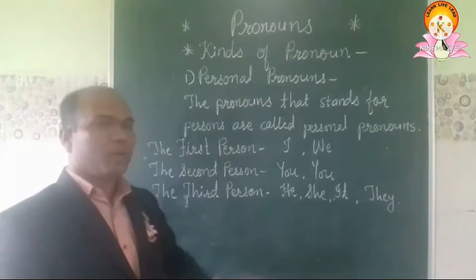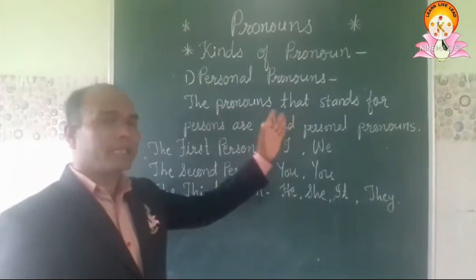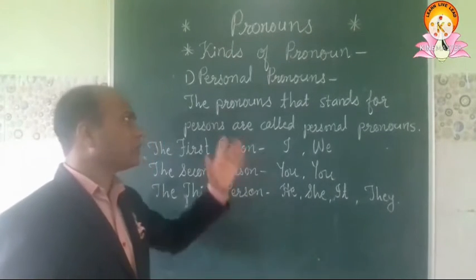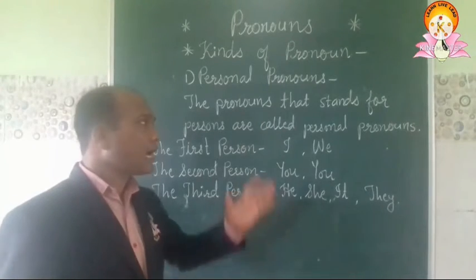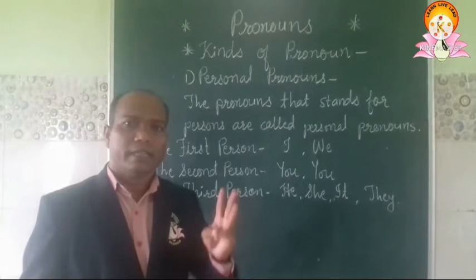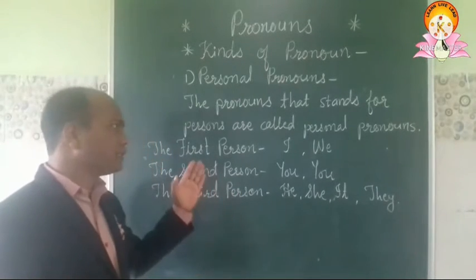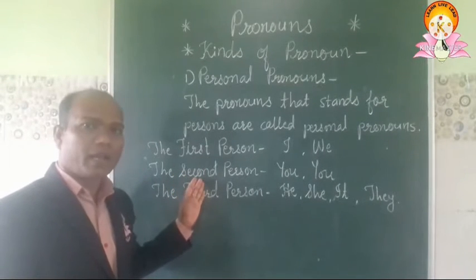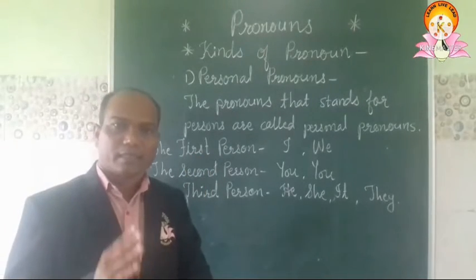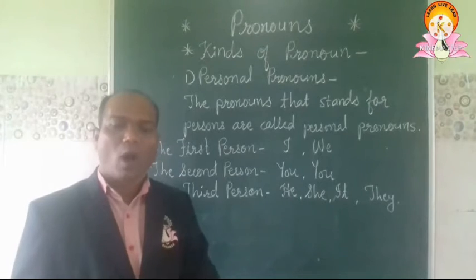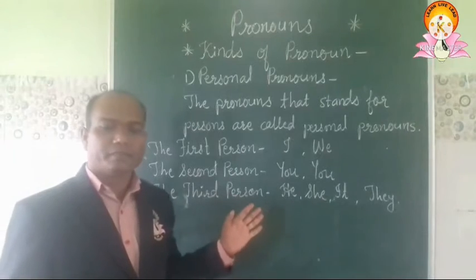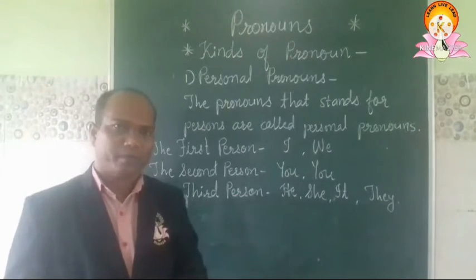First, personal pronouns. The pronouns that stand for persons are called personal pronouns. They denote any one of the 3 persons. They are the first person, second person and the third person. The first person is the speaker. The second person is the listener or the person spoken to. And the third person is the person spoken of.